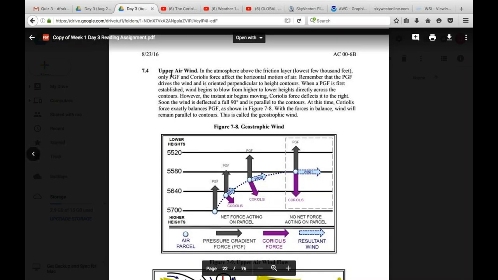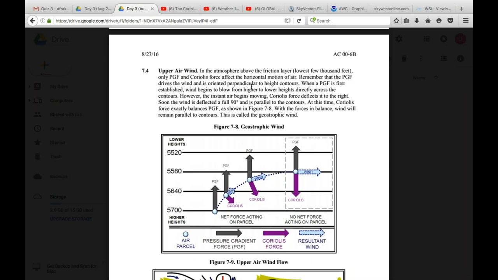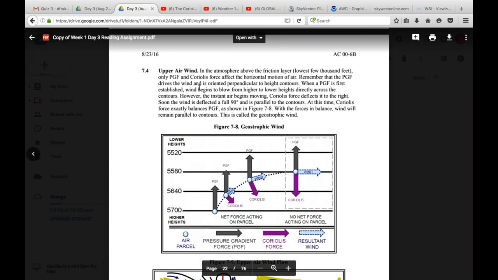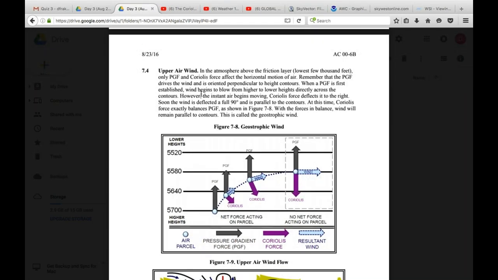So upper air wind in the atmosphere above the friction layer, only pressure gradient force and Coriolis force affect the horizontal motion of air. Remember that the pressure gradient force drives the wind and is oriented perpendicular to height contours. When the PGF is first established, wind begins to blow from higher to lower heights directly across the contours. However, the instant air begins moving, the Coriolis force deflects it to the right. Soon the wind is deflected a full 90 degrees and is parallel to the contours.